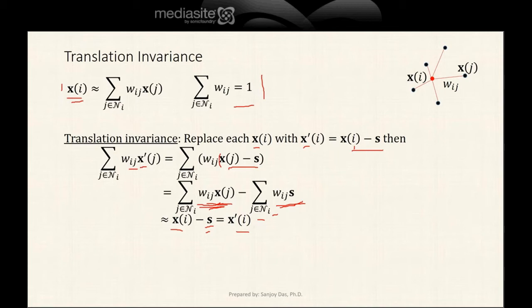So what we just showed is that if summation wij is 1 and xi is expressed as a linear combination of its neighbors, xj's, with wij's being the weights, then the same relationship holds for xi prime. Xi prime is equal to summation wij xj prime.